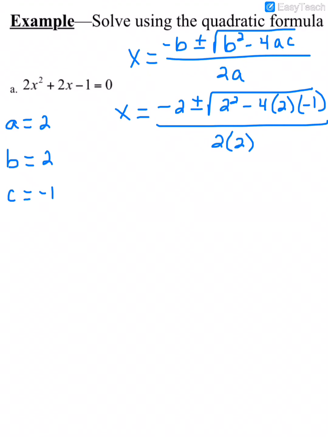Now, to simplify this, we need to follow order of operations. Order of operations says that we need to do whatever is in parentheses first, but that doesn't mean just parentheses. That means whatever groups numbers together. So it could be a group of numbers in parentheses, it could be a group of numbers in absolute value, or it could be a group of numbers that's under a radical. Well, in this case, this group of numbers under the radical needs to be done first.